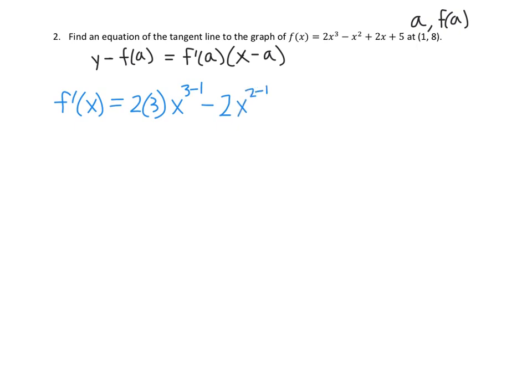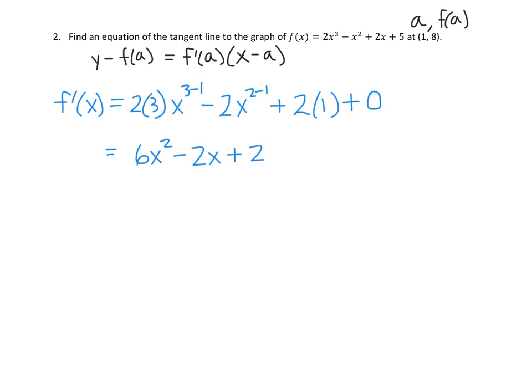Moving on to our next term, we have a plus 2x. So plus, carry the constant along with us. Now remember, the derivative of x is just 1. So times 1. Plus, and then recall the derivative of a constant. We're taking the derivative of a constant here. The derivative of a constant is just 0. So now simplifying, we have 6x squared minus 2x to the first power plus 2.